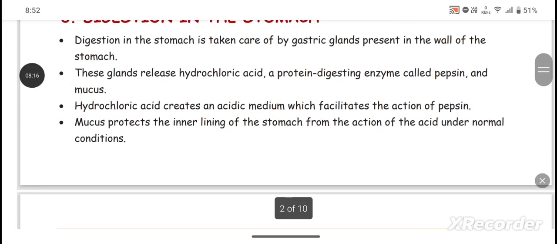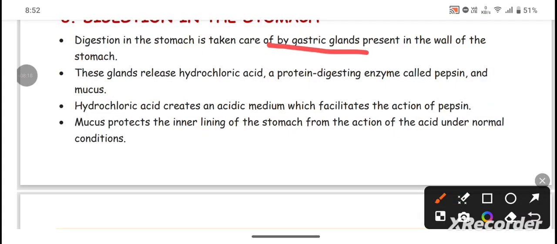Digestion in the stomach is taken care of by gastric glands present in the wall of the stomach, and these glands release hydrochloric acid, a protein digestive enzyme called pepsin, and mucus. Hydrochloric acid creates an acidic medium which facilitates the action of pepsin. Mucus protects the inner lining of the stomach from the action of acid under normal conditions.